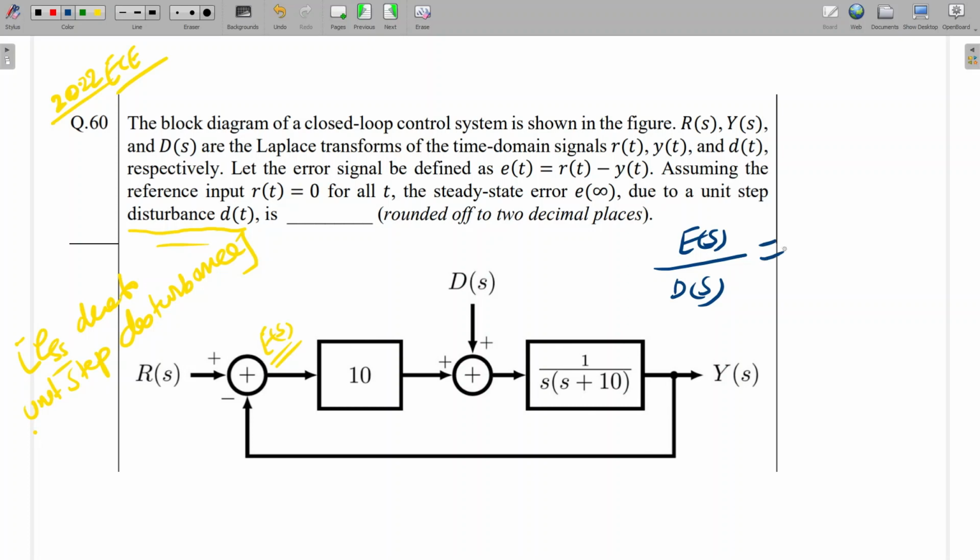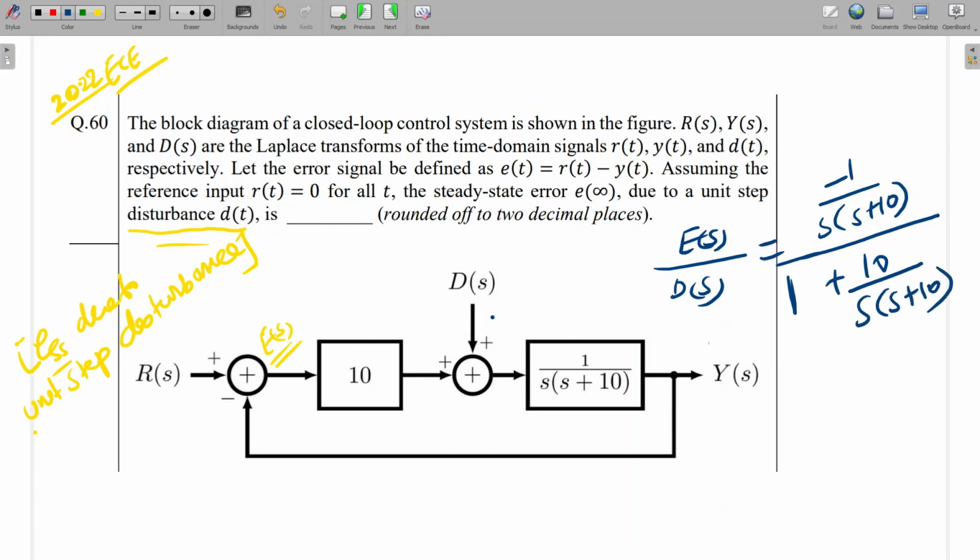So our error is equal to, what is the forward path? Forward path will be like this one up to here. So that is minus 1 by s into s plus 10, divided by 1 minus loop gain. So 1 minus minus, it will be plus 10 by s into s plus 10. Is it clear? This E of s node is there, and this node is D of s. So forward path is minus 1 by s into s plus 10, and the loop gain is minus 10 by s into s plus 10. So the transfer function is this divided by 1 minus loop gain. Is it clear up to now?